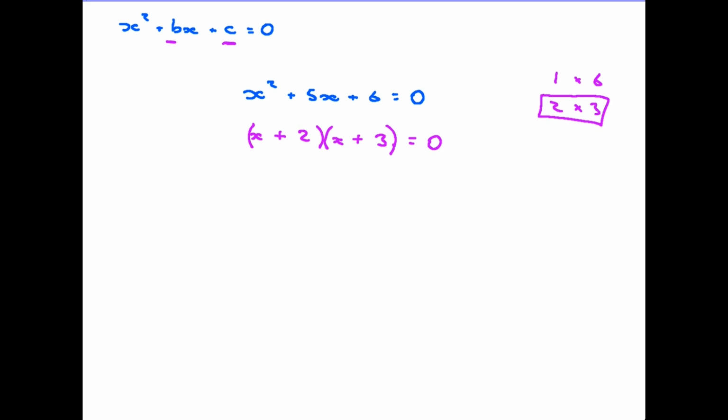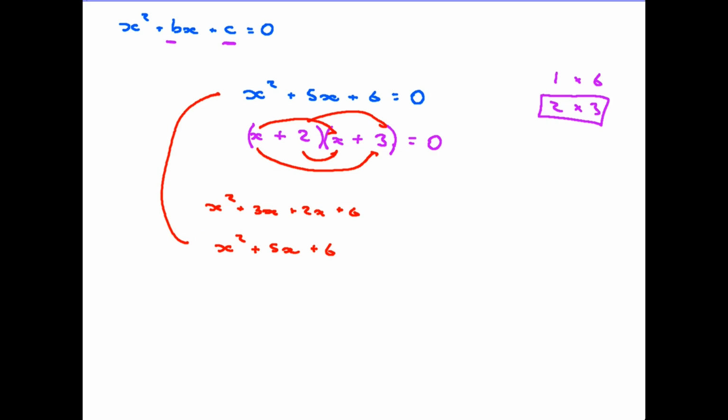Now at this point, it is a really good idea to check that you have the right numbers. The way you would do this would be to expand the brackets back out again using the FOIL method. So if we multiply x times x, we get x squared. If we multiply x times 3, we get plus 3x. x times 2 is plus 2x, and 2 times 3 is 6. If we collect like terms, we end up with x squared plus 5x plus 6, which is where we started. So that's a good guide that we have found the right numbers in this case. But we haven't quite finished at this point.